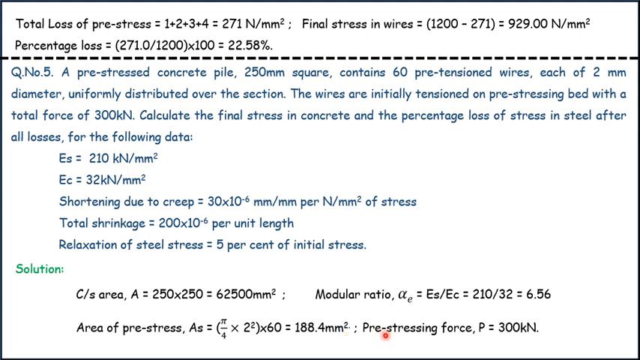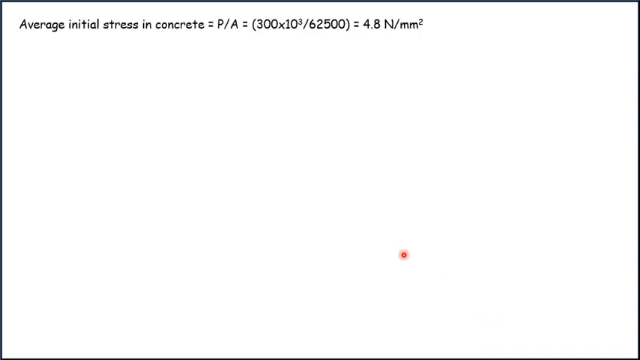In this question, the total pre-stressing force is already given as 300 kilonewton. The initial stress is to be calculated using the area of steel. Calculating the average initial stress in concrete first: it is P by A, the force in the total wires, 300 into 10 raised to 3 divided by 62,500, nearly about 4.8 Newton per mm square.